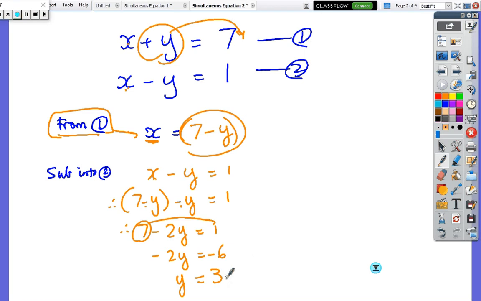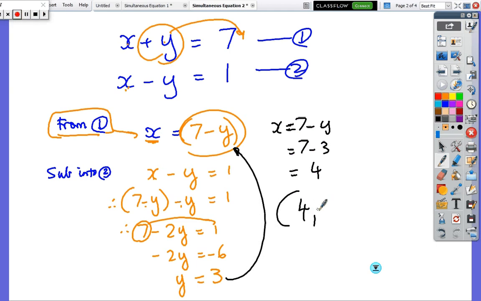And then how do you get your x? Well, you just substitute it into the formula. So x equals 7 minus y equals 7 minus 3 equals 4. And so the answers are 4, 3. 4 plus 3 equals 7. 4 minus 3 equals 1. So the answer does work. So we either choose equation 1 or equation 2 and make one of the letters the subject. We could have made y the subject, and then substituted that into the second equation. So copy that and come across.